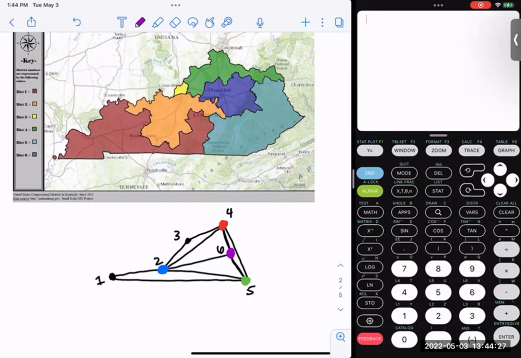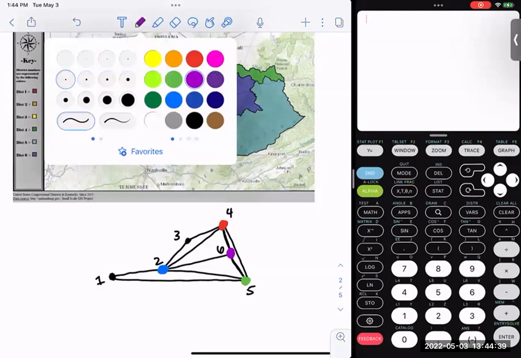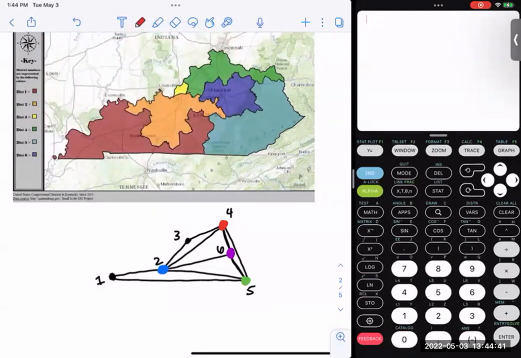Can I make 1 blue? No, I can't. It borders District 2. Can I make it red? Yeah, I could do red. So District 1 does not border District 4, so red would be okay. Purple would have also been okay here, right? So it doesn't really matter which one you pick. Green would not work though, right? So District 1 borders District 5, so I can't use either blue or green. I'm just going to go ahead and use red. Again, purple would have been also okay.